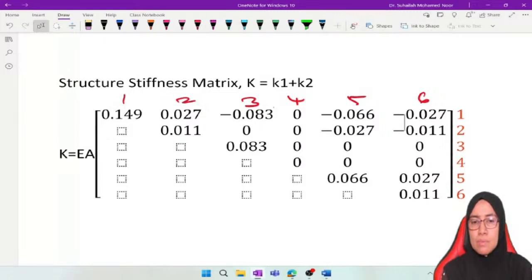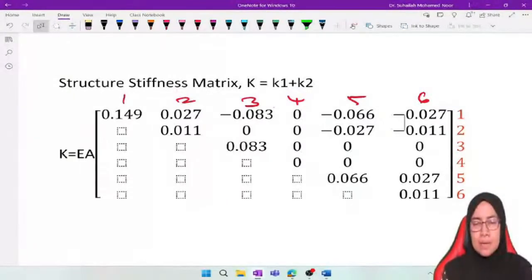From element stiffness matrices, we combine to have the structure stiffness matrix. If there are two elements, K1 and K2, it is K1 plus K2. The size of the matrix depends on the total degree of freedom. It is 6 because 3 times 2. The structure stiffness matrix must be written in order, 1, 2, 3, 4, 5, 6. We cannot compare with the element stiffness matrices, because for element stiffness matrices, we label according to near XY far XY.